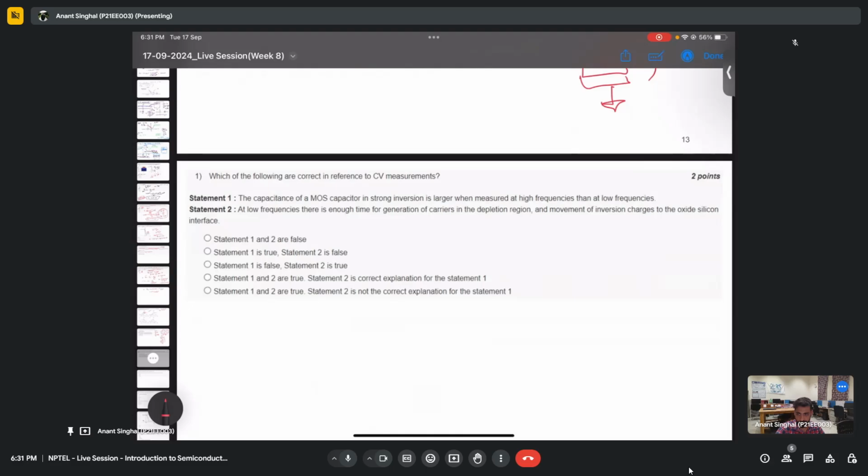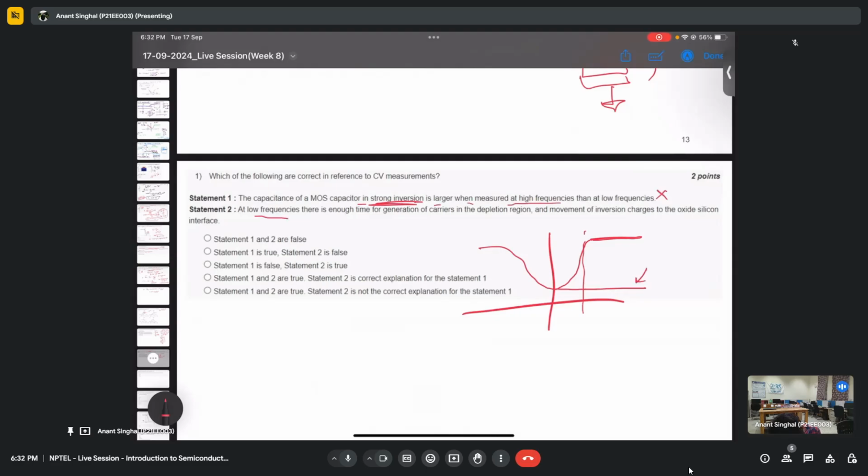Any guesses? One is false and two is true. Okay, so let me see. Capacitance for a MOS capacitor in strong inversion is larger when measured at high frequency. So we know that at high frequency we have a smaller capacitance. So yeah, one is false.